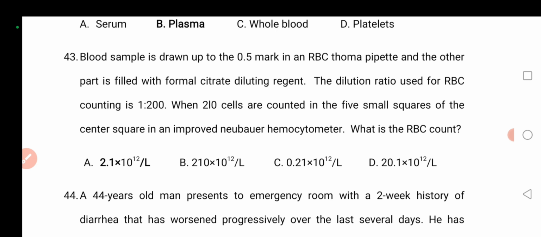Okay, so when we divide it, we'll get 2.1 times 10 to the power of 3 per microliter, per cubic millimeter. So when we change to liter, we need to multiply it by what? 10 to the power of 6, which will be 2.1 times 10 to the power of 12 per liter. These are the number of cells that are counted when you calculate against the liter. So the correct answer is A.